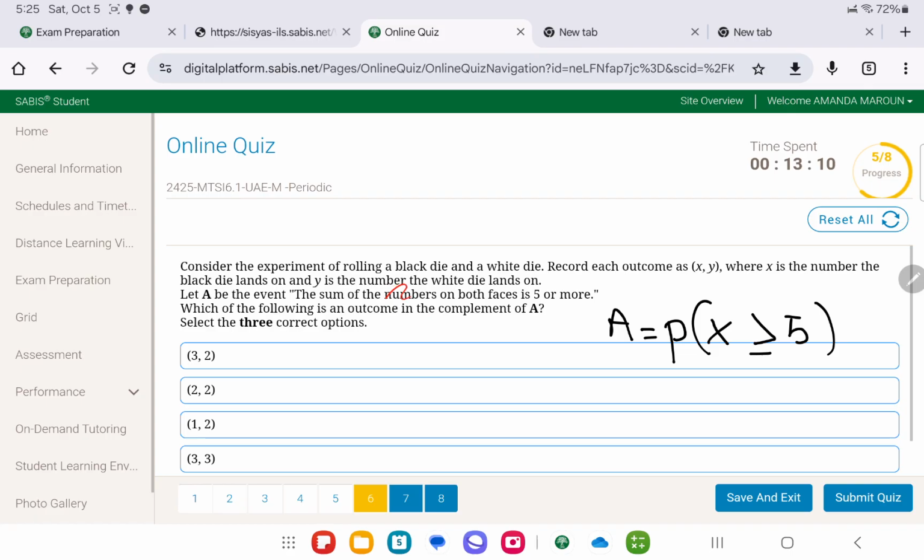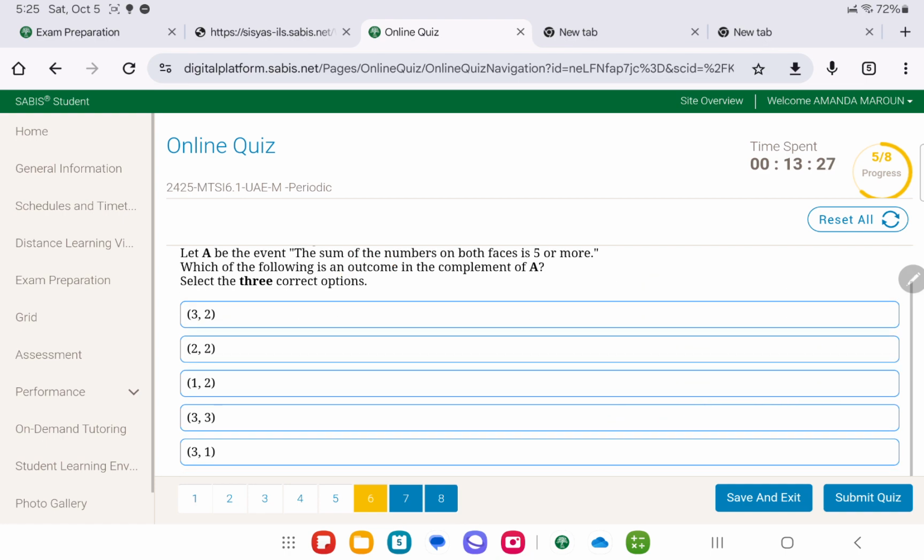Now they're telling us to find which of the following is an outcome. So they don't need the probability, they need the outcomes of the complement of A. What is the complement of A? It's the total opposite of this. That is X is less than 5. So we need X to be less than 5.